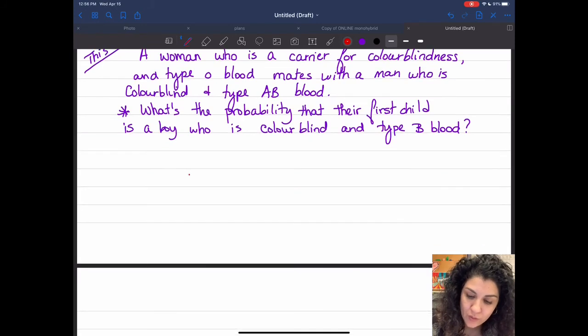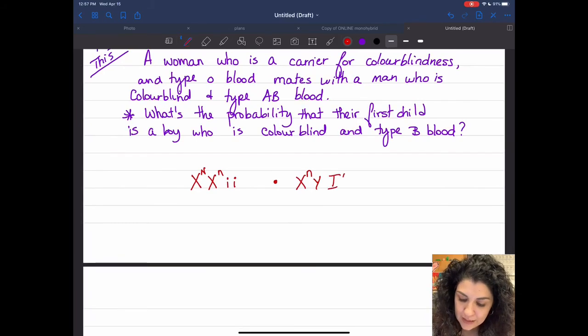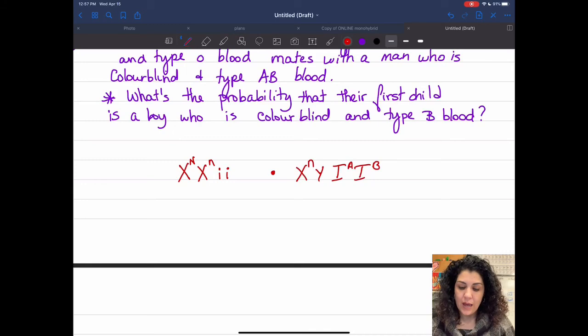So I have a woman who's a carrier for color blindness. So she has a normal allele and she has a defective allele, and she has type O blood. And she mates with a man who is colorblind, and he has type AB blood. There we go. So I have the genotypes of my 2 parents.